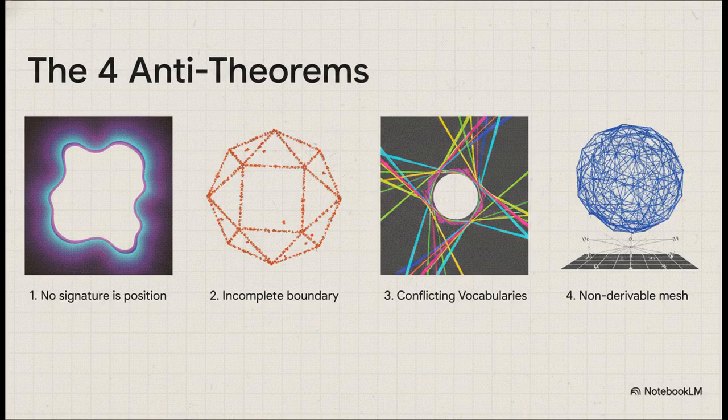First, no signature equals the position. This means you can map the shadow of something infinite, but you can never compile the infinite position itself, which the author metaphorically likens to the position of God. Second, boundary information is mathematically incomplete. Third, converging multiple vocabularies still won't close that position. And fourth, the ultimate operational mesh hypothesis of reality? It cannot be internally derived from the calculus itself. The system is rigorously mathematically proving its own boundaries.